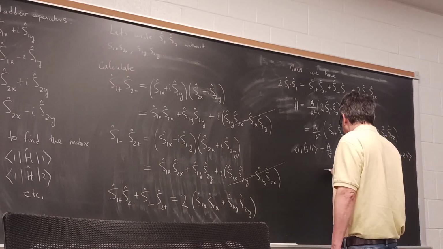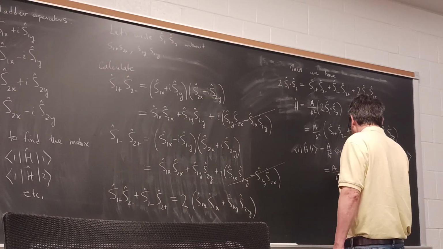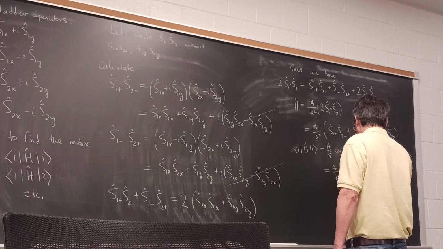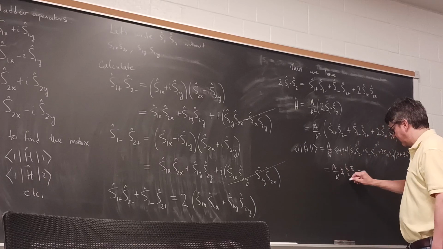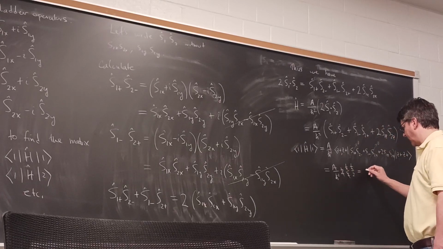the z operators, which are easy to evaluate, and they're both plus, so we have 2 times h bar over 2, h bar over 2. So this is just A over 2.